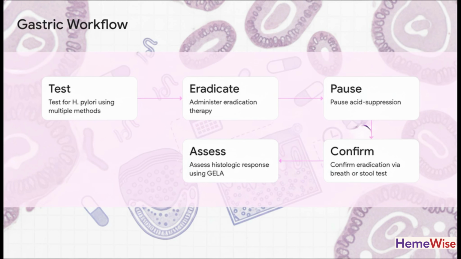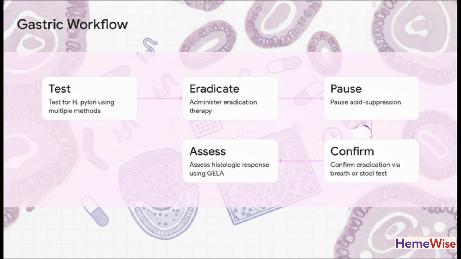First, thoroughly test for H. pylori. Interestingly, even if that initial test is negative, current guidelines often support giving eradication therapy anyway because false negatives are so common. So you administer a PPI and antibiotics. Then, and this is absolutely vital, you must pause the acid suppressive therapy before confirming eradication to avoid a false negative on the follow-up breath or stool test.